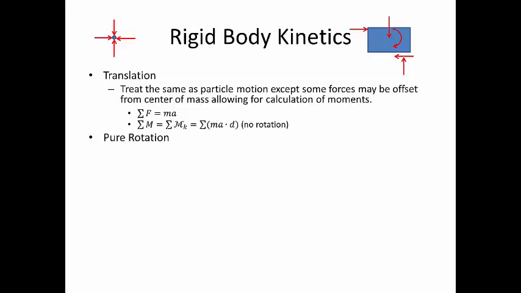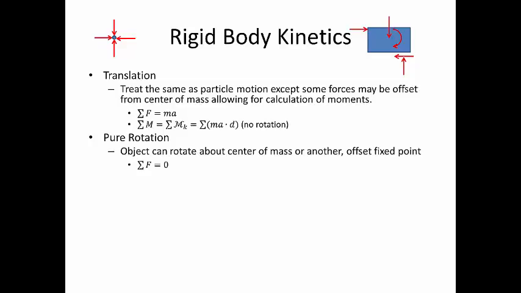If we have pure rotation, an object can rotate about the center of mass or another offset fixed point. In this case, for pure rotation, the sum of the forces is equal to 0, and the sum of the moments about the center of gravity is equal to the mass moment of inertia about the center of gravity times the angular acceleration, or the sum of the moments about an offset point is equal to the mass moment of inertia about the offset point times the angular acceleration.